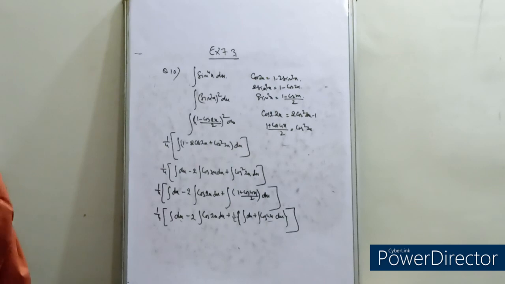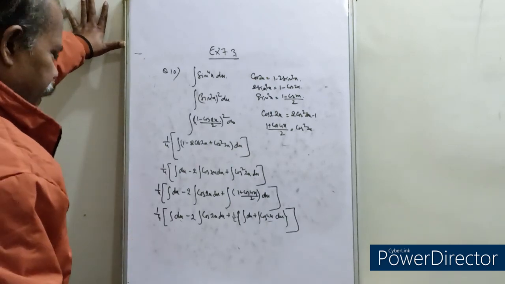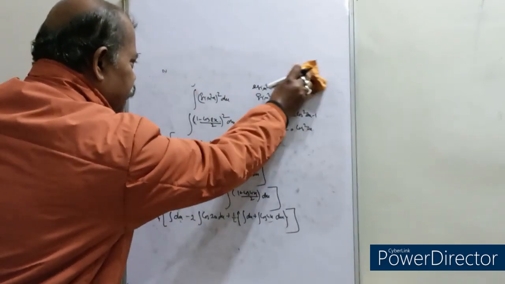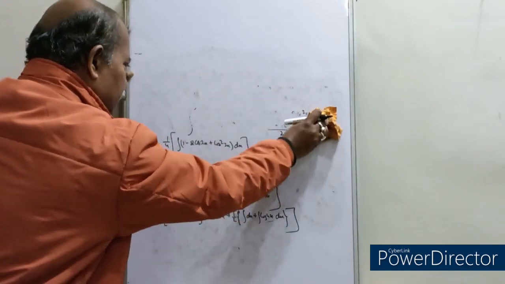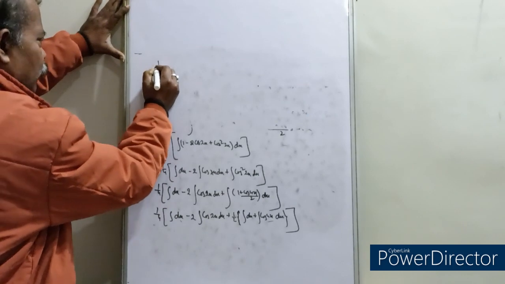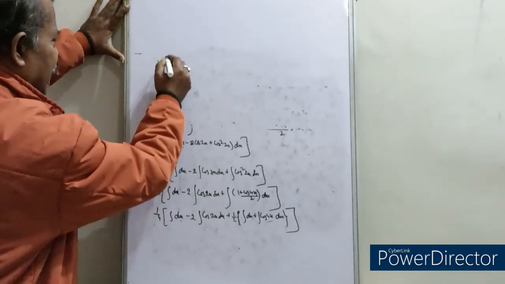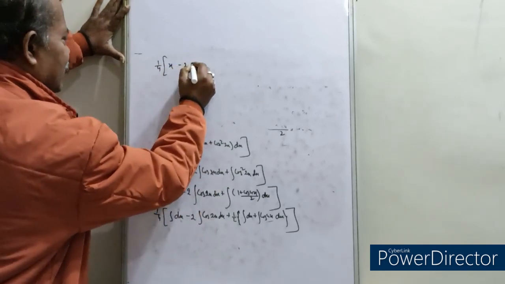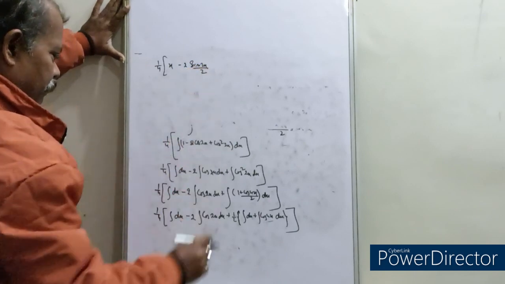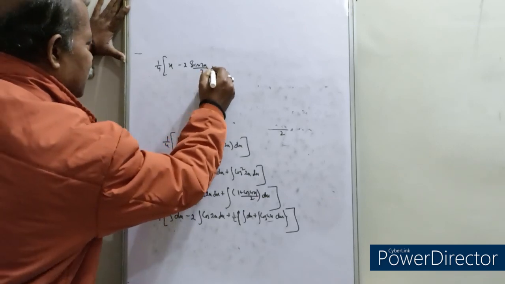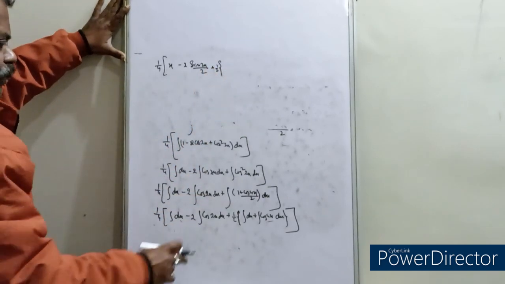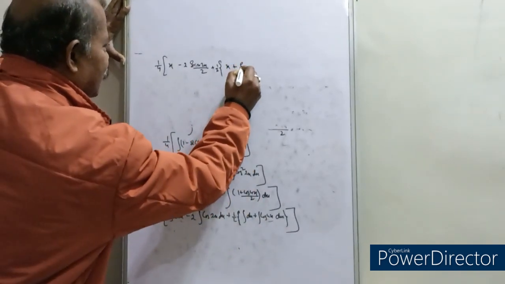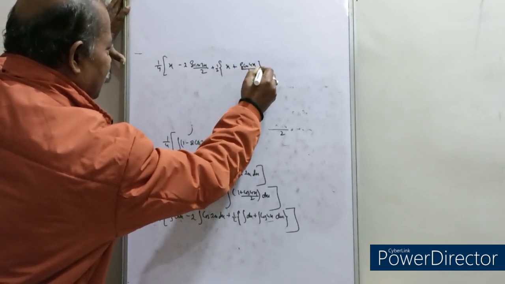Now you can easily do the integration here. So your answer comes out to be 1 by 4 { integration of dx, this is x, minus 2 integration of cos 2x, that is sine 2x by 2 }, and now plus 1 by 2 { integration of dx is your x plus integration of cos 4x, that is sine 4x by 4 }, close this.